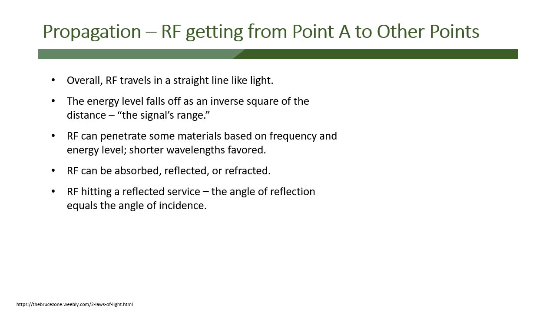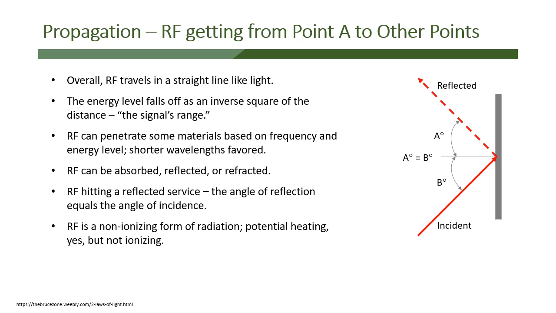And then RF hitting a reflective surface: the angle of reflection equals the angle of incidence. You can see on the right, the solid red line is the radio wave coming up and hitting this mirror, so to speak, or a light hitting this mirror. It's the same thing in this case. The angle it hits the mirror is the same angle it's reflected off. So the angle A, as you see here, is equal to the angle B. The angle of incidence is equal to the angle of reflection.